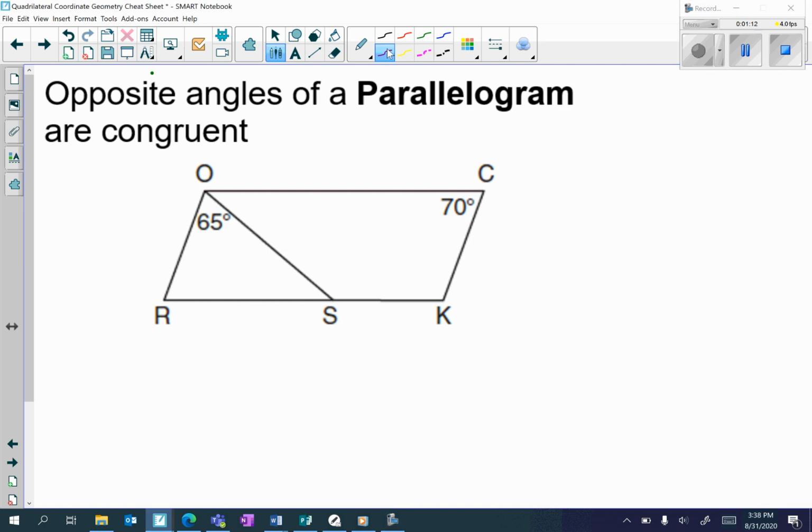Next, opposite angles of a parallelogram are congruent. So for example, if I have a parallelogram here, ROCK, if this angle is 70, then the angle across or opposite also is 70. So angle C would be congruent to angle R. Opposite angles of a parallelogram are congruent.